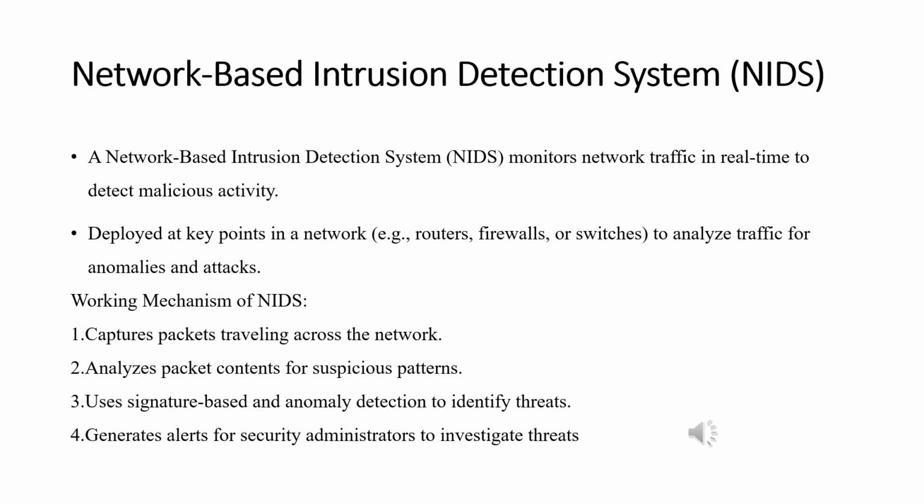Signature based is for known attacks and anomaly based is for unusual behavior. If it detects any threat, it alerts the security team. It is more like a CCTV camera for our network, which is always watching and warns about danger.